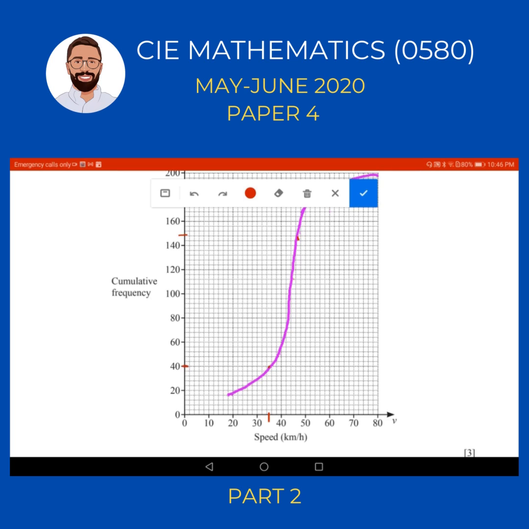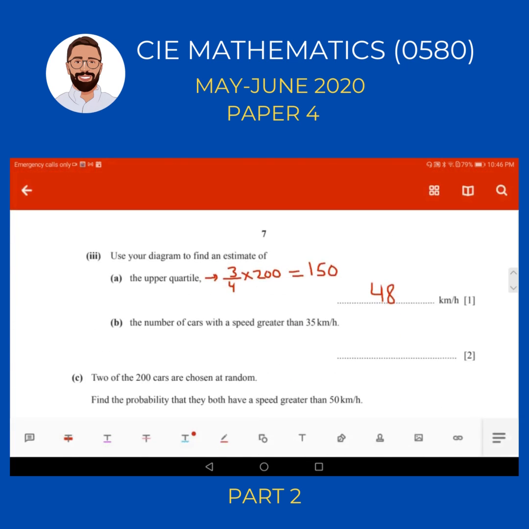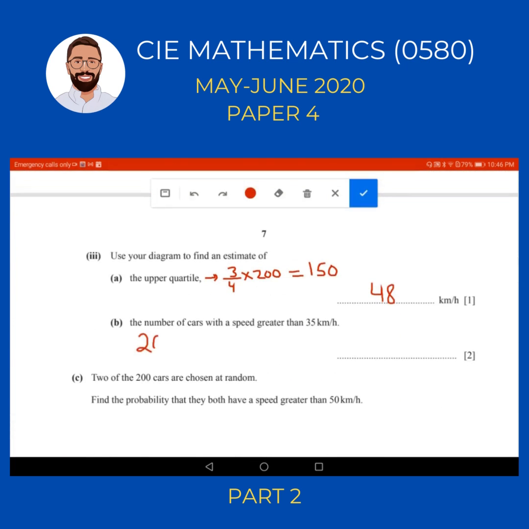So the number of cars that have a speed of 35 kilometers per hour or less is 40. Now to find the number of cars with a speed greater than 35, I need to do 200, which is the total number of cars, minus the number of cars that have a speed 35 or less, which is 40. So 200 minus 40, the answer is equal to 160.